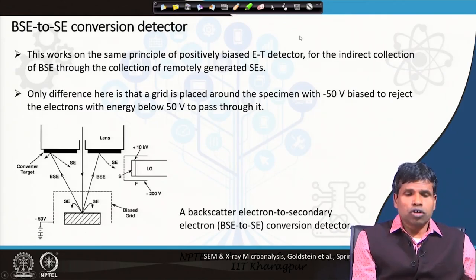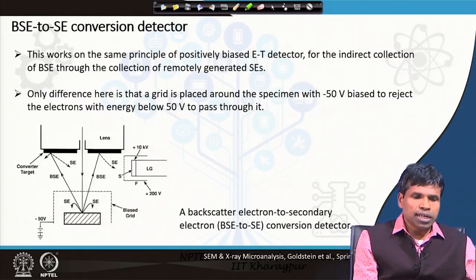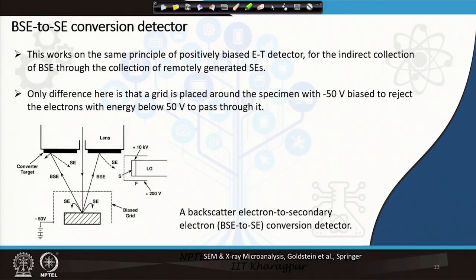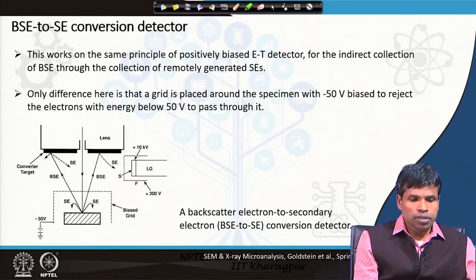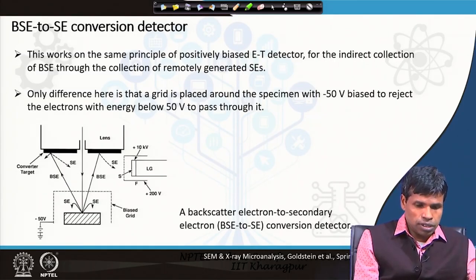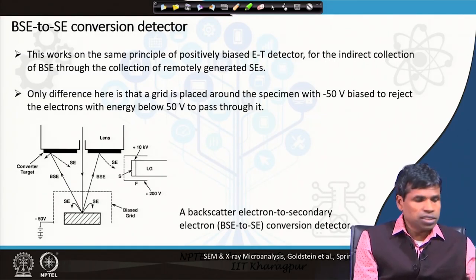We can also convert backscattered electrons to secondary electrons by using a suitable process. This we will discuss in our next lecture.